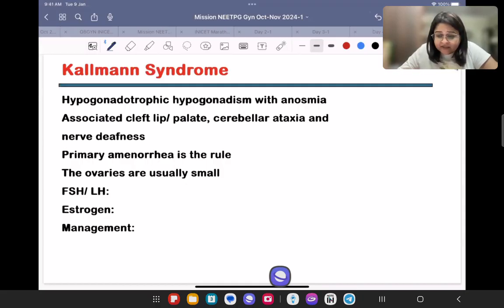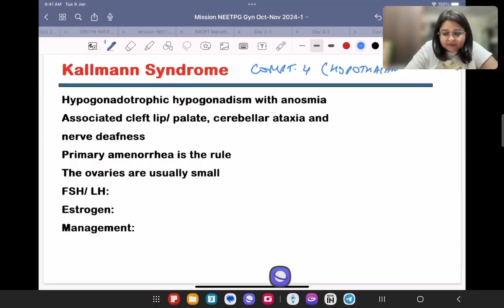Now coming to Kallmann syndrome. So now we've gone straight to the compartment 4 problem. That means the problem is in the hypothalamus. Why did I skip compartment 3? Because there is no significant important disease of the pituitary which causes primary amenorrhea. Pituitary problems cause secondary amenorrhea. Which problem in the pituitary can cause secondary amenorrhea? Sheehan, correct. So I have skipped compartment 3, but remember pituitary problems, although rare, can happen. Okay, but they are more important for secondary amenorrhea.